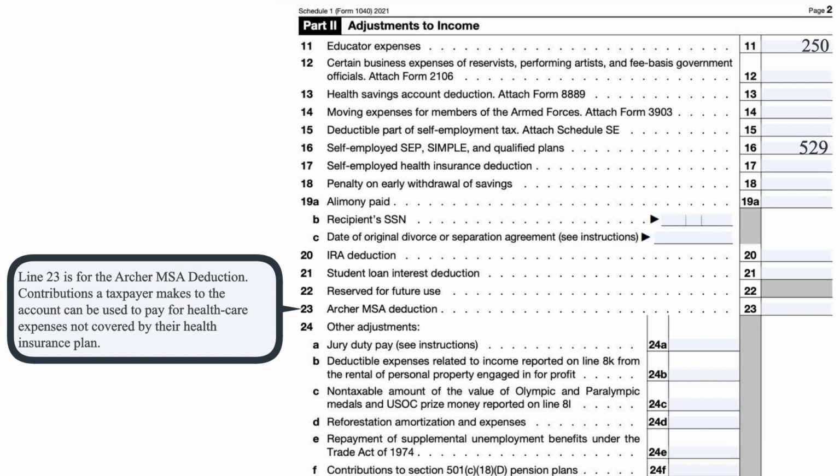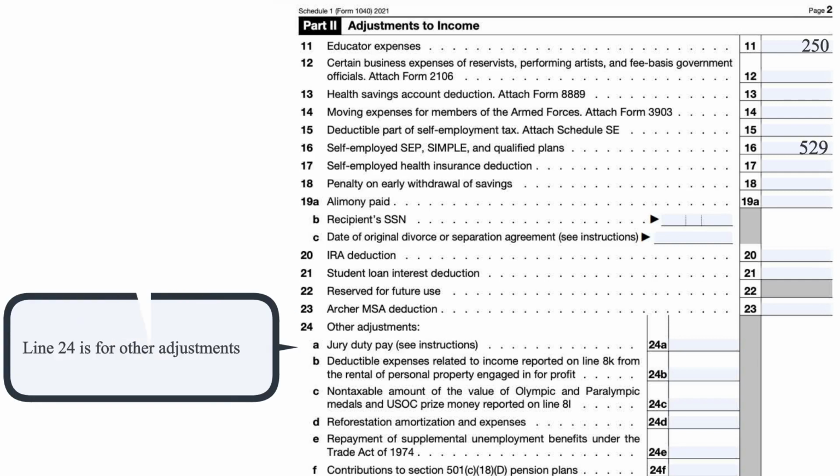Line 23 is for the Archer MSA deduction. Archer MSA is a tax-exempt trust or custodial account set up with a financial institution such as a bank or an insurance company. Contributions a taxpayer makes to the account can be used to pay for healthcare expenses not covered by their insurance plan. Line 24 is for other adjustments. Some examples of other adjustments include jury duty pay, deductible expenses related to the renting of personal property, and the non-taxable amount of Olympic and Paralympic prize money.